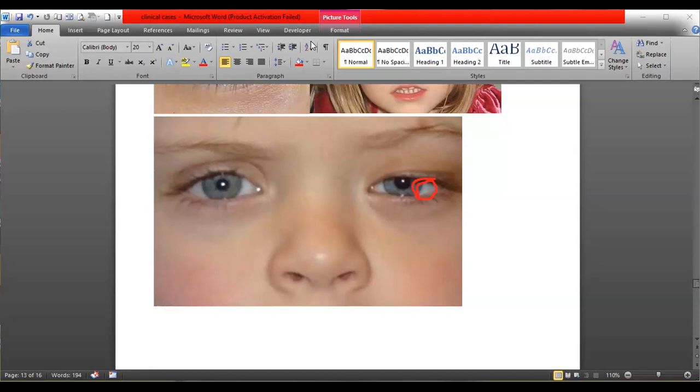So I will enter the station, and after that I will wash my hands. I will introduce myself to the examiner, take permission to examine, and expose the child. I will observe the growth, including the head circumference, because sometimes there may be microcephaly or maybe macrocephaly. After that we'll start to examine the child.